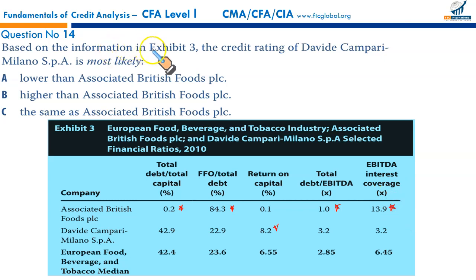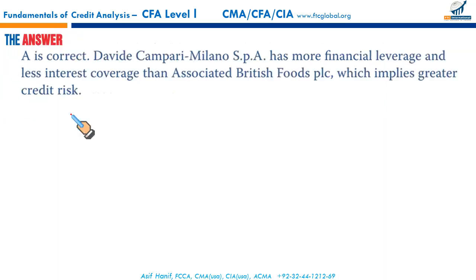Now, based on the information in Exhibit 3, the credit rating of Campari is most likely. You can see for the British firm, the numbers are good, but for Campari, not good. So we can say that the credit rating of Davide Campari is most likely lower than Associated British Foods PLC. Not same, not higher, lower. A.